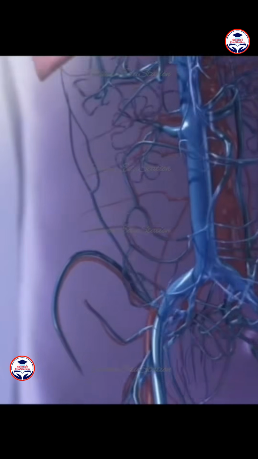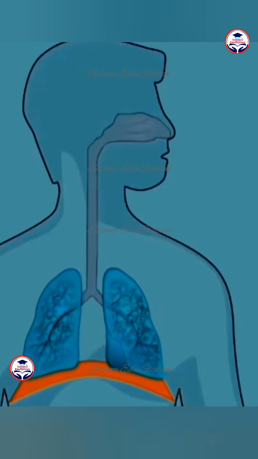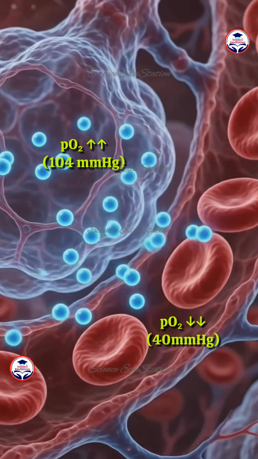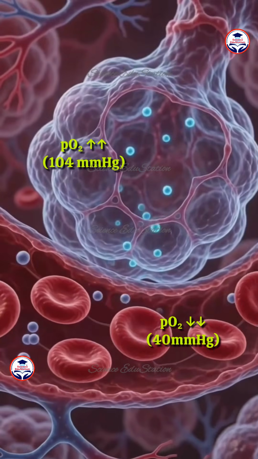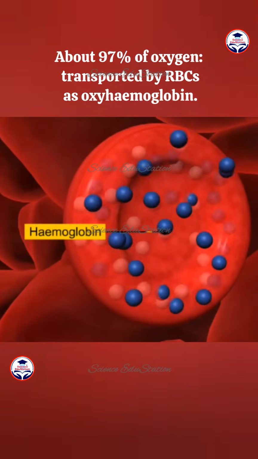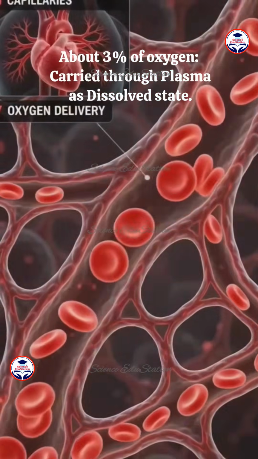Do you know how oxygen gets delivered to every cell in your body? Let's quickly understand it in a simple way. When we inhale, oxygen reaches the alveoli where its partial pressure is higher than in the blood, so it diffuses into the bloodstream. In the blood, it is transported in two ways. About 97% of oxygen is carried by RBCs as oxyhemoglobin and 3% of oxygen as dissolved in the plasma.